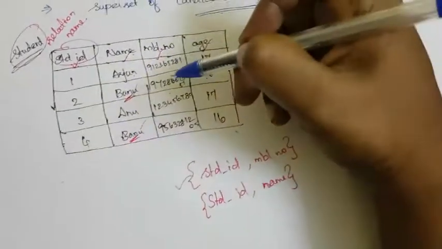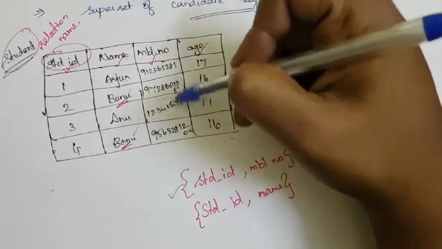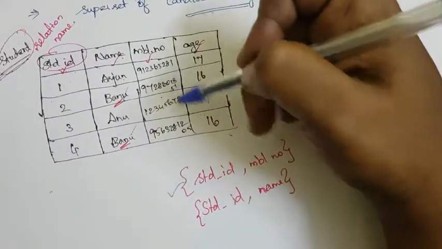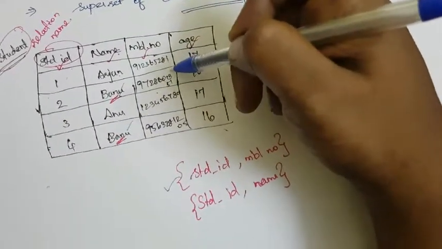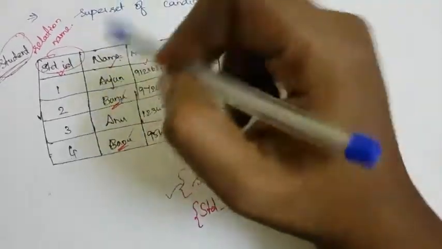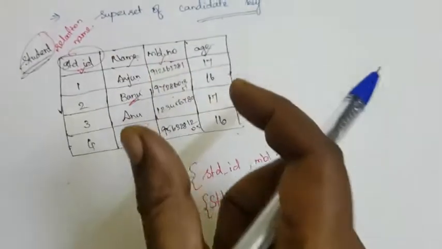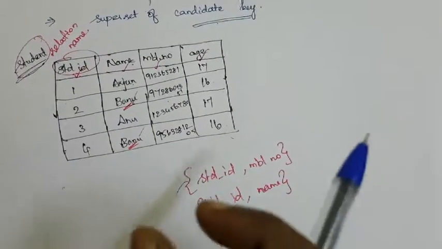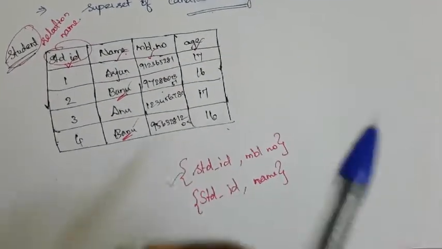Okay, and here also, look at the mobile number. This also will not be the same. This is a unique value. Each person has a different mobile number. So always, if you are considering one attribute as a candidate key, it should have a unique value.